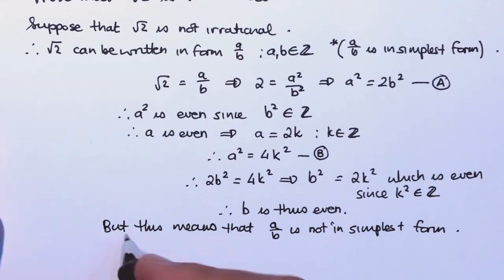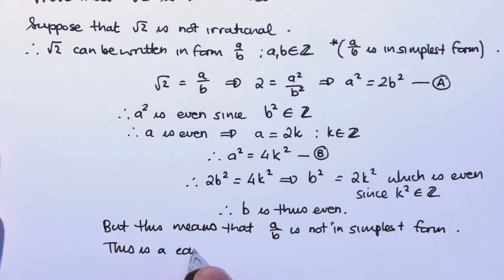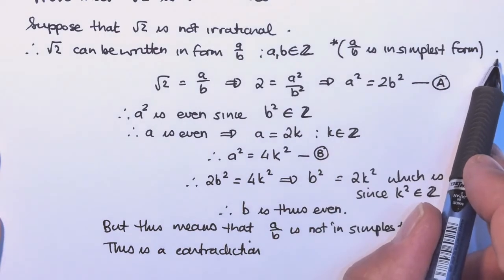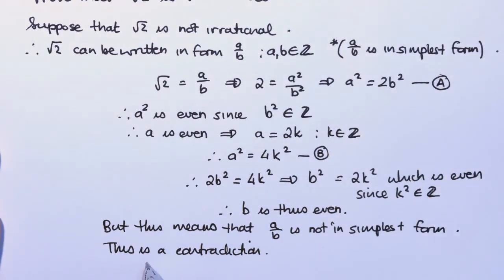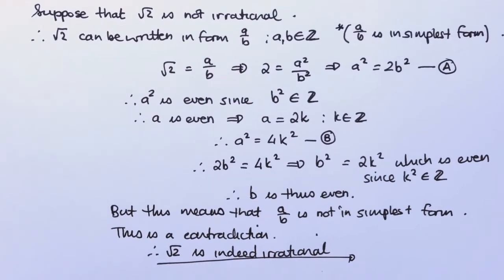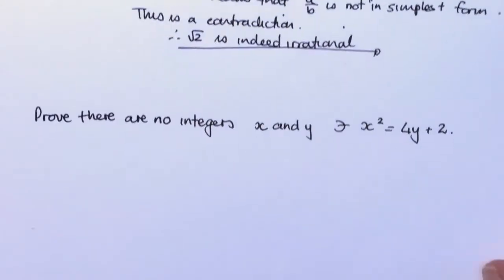Okay, so what is this? This is a contradiction. Why is it a contradiction? Because we said in the beginning a over b must be in simplest form. Therefore, the root of 2 is indeed irrational. Okay, proven by contradiction. Let's look at the next proof I want to discuss with you.